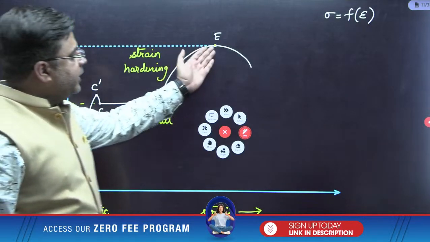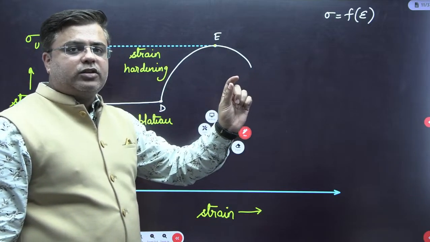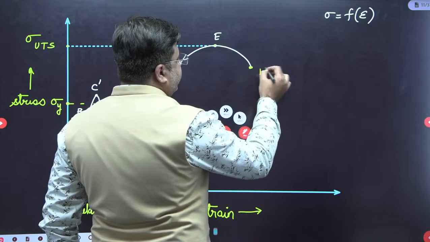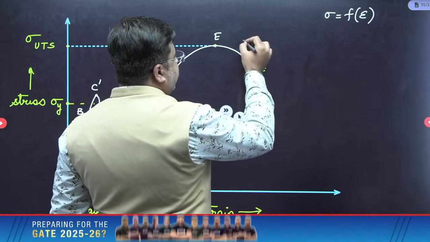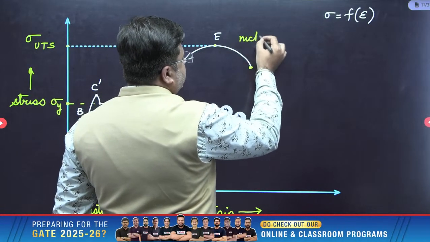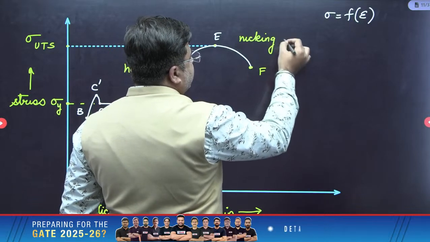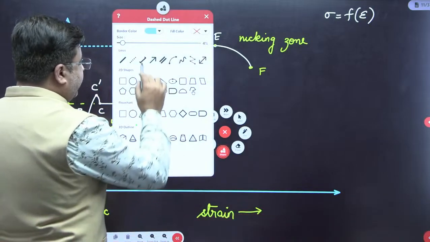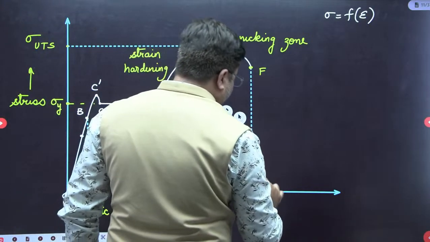After that, necking starts, with reduction in the cross-sectional area, and you will get the fracture of the material at point F. This EF is called the necking zone. The total strain corresponding to point F is called the fracture strain.